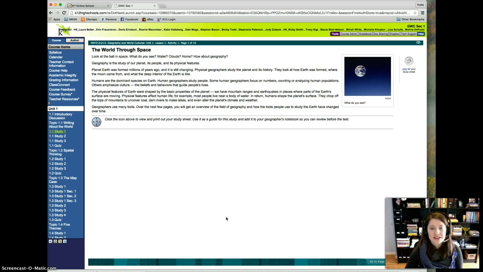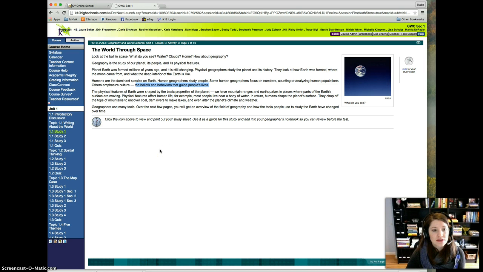Physical geographers study the planet and its history. They look at how Earth was formed, where the moon came from, and what the deep interior of the Earth is like. Humans are the dominant species on Earth. Human geographers study people. Some human geographers focus on numbers, counting or analyzing human populations. Others emphasize culture, the beliefs and the behaviors that guide people's lives. This is a definition that will keep coming back, so you want to write that down.